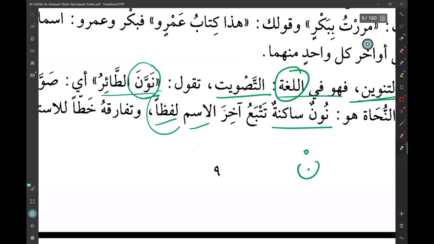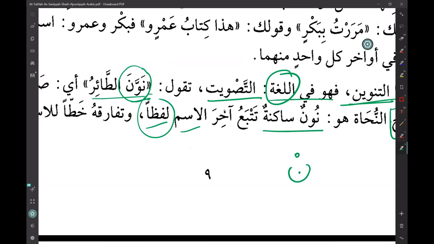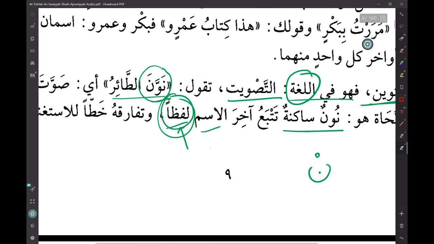What does lafdhan mean here? What do you think? We studied this word a lot. How would you translate this one? It's saying the nun sakina follows the end of the ism. Yes, utterance. Here, lafdhan is used as an adverb. It follows by sound, by utterance. What does it mean?